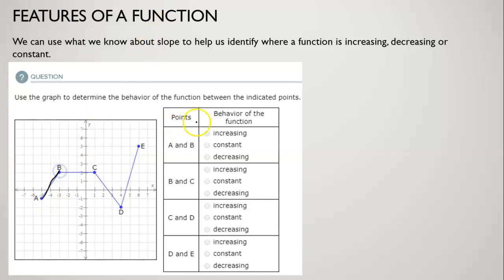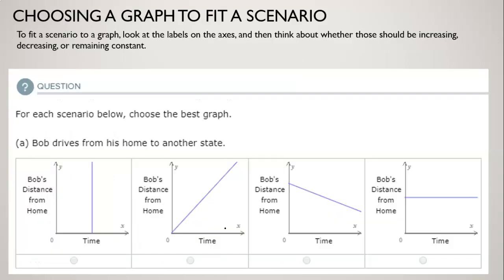You should have said that between A and B is increasing, between B and C is constant, between C and D is decreasing, and between D and E is increasing. Again, if you think about what you already know about slope, that will make this much easier.